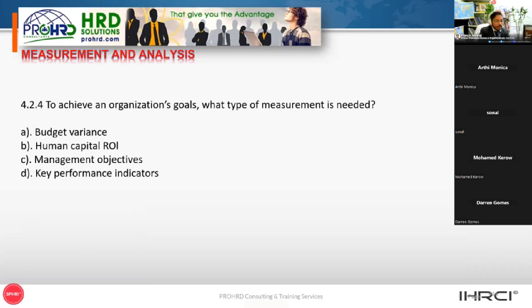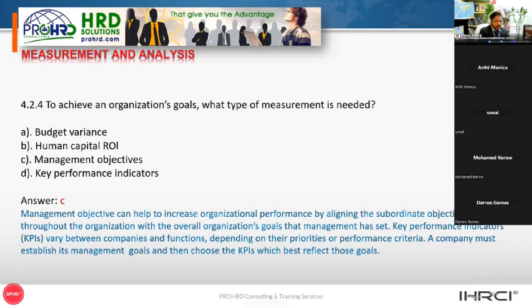Key performance indicators to achieve an organization's goals. Yeah, that is also important. But then what's the primary input? Primarily, you'll look at the management objectives. Then you'll go for the KPIs or OKRs. It's also important, but it comes as a secondary step. So here, what type of measurement is needed initially to achieve organizational goals?